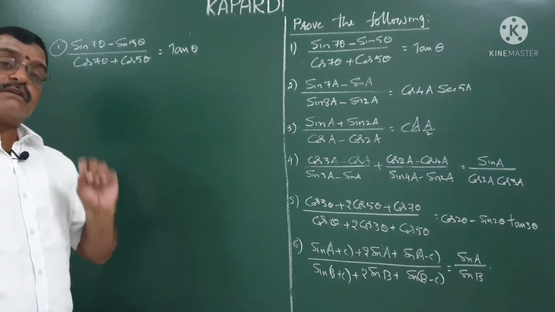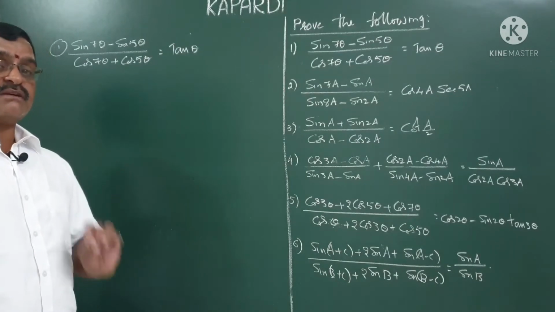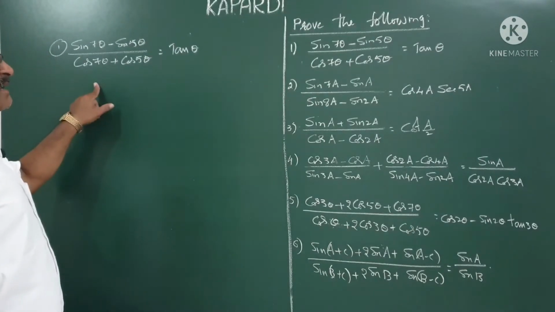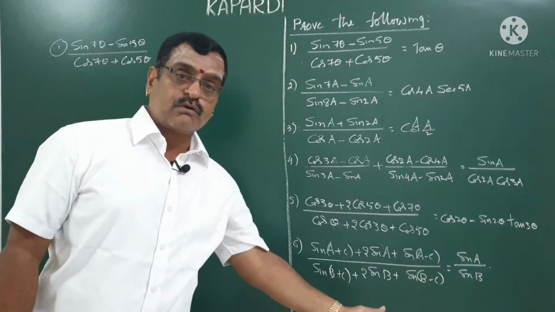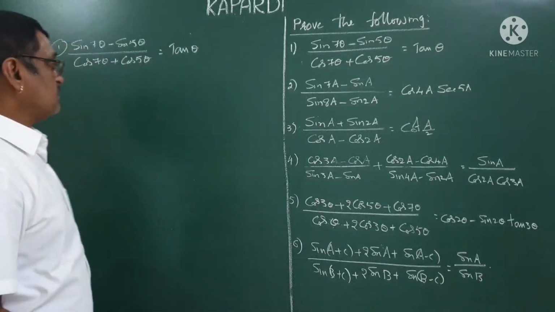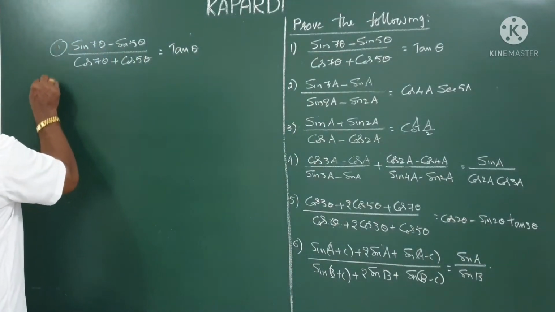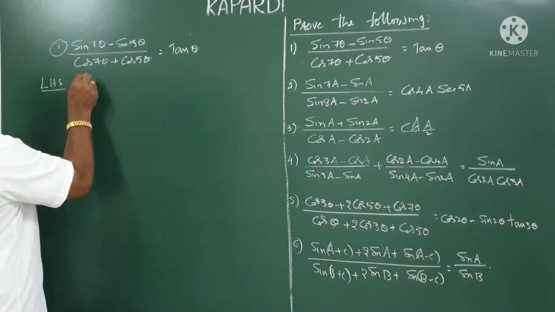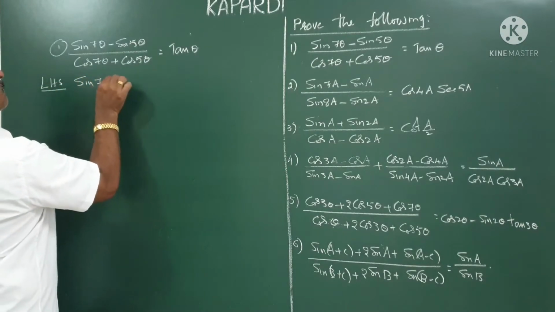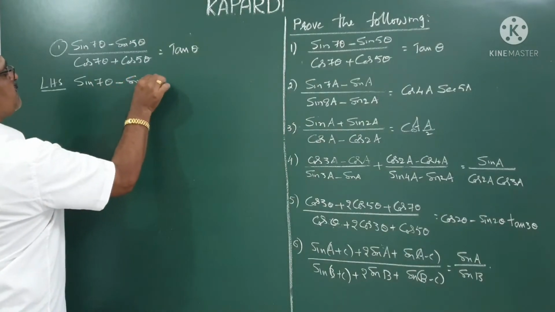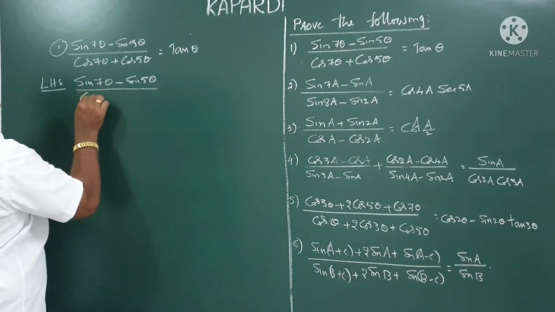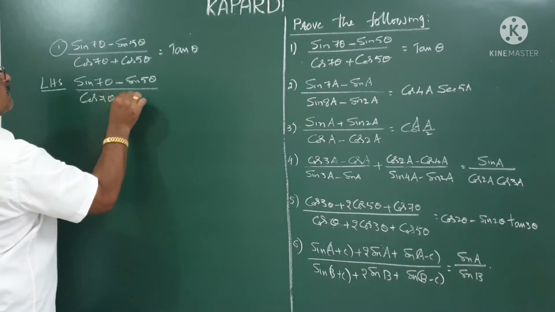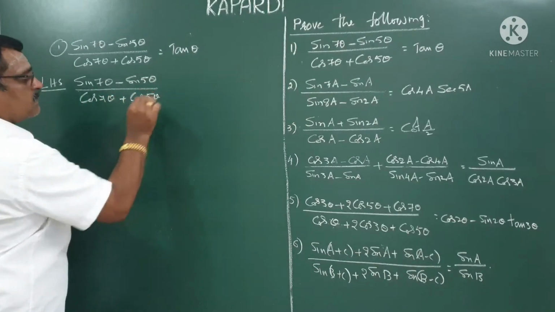I will do the first question very slowly. I will explain each and every step. Once you understand this, the remaining questions are very simple. So, first of all, take the left hand side: sin 7 theta minus sin 5 theta by cos 7 theta plus cos 5 theta.